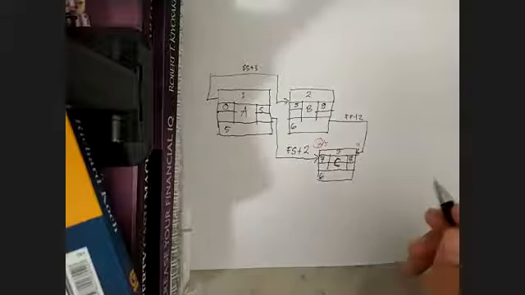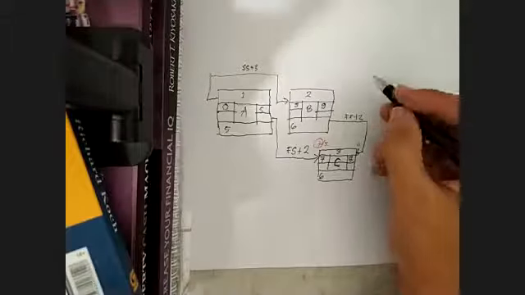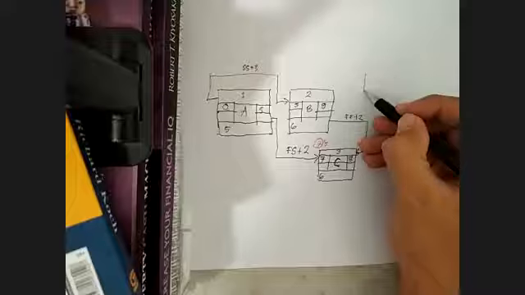The next, we will draw the next activity, the activity D. Okay, for example, I will draw the activity D over here.